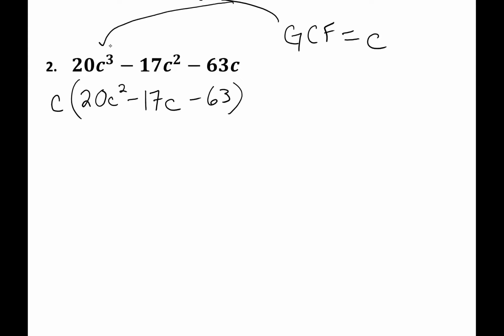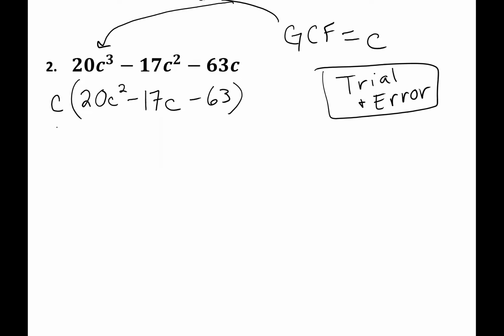I'm going to choose to do this one using trial and error. The reason is because I want you to see both methods, so I'm going to try to go back and forth. But if I did the AC method, I would be doing 20 times -63. That's just getting a little big for me. So instead, I will not be doing that. I'm going to keep the numbers separated and we'll use trial and error. So bring down the C for our final answer.